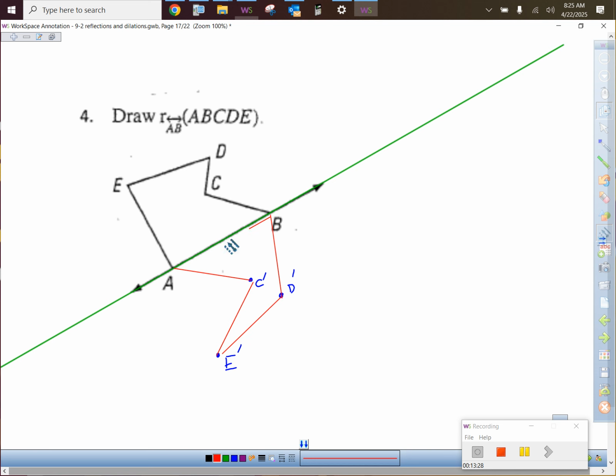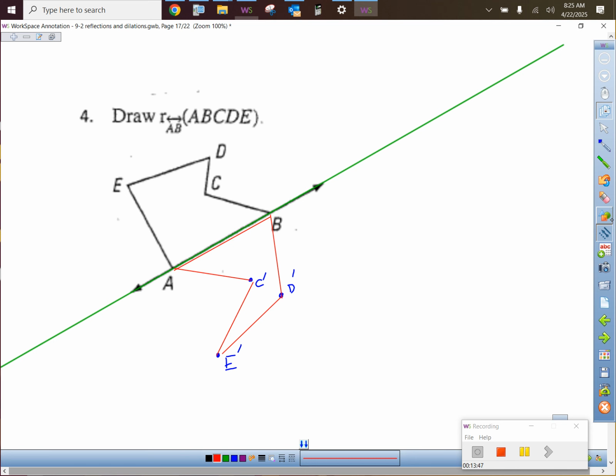Way off, right? Way off. What did I do wrong? Did I reflect wrong, or did I connect wrong? Connecting the dots wrong, right? All my points are correct. My C prime, my D prime, my E prime are correct.